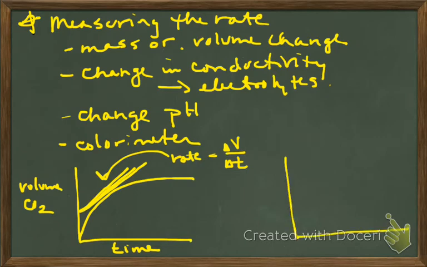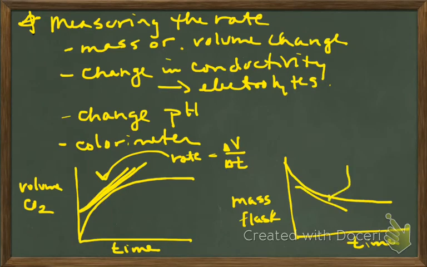The other thing that we might be able to do, again, is to look at the change of, say, the mass of the flask if we are generating a gas. Okay, and that would go down, and again, we could look at that for the instantaneous rate being the change in mass over the change in time. Remember, there is a difference between instantaneous and average rate.